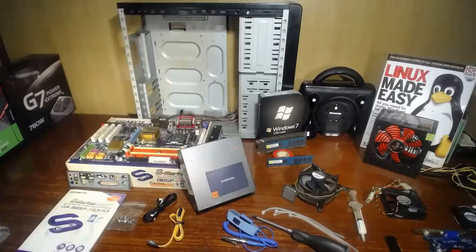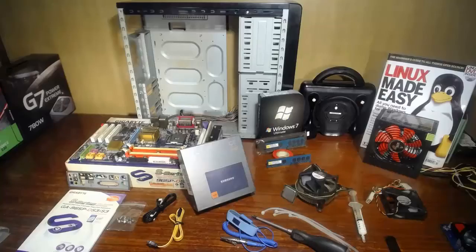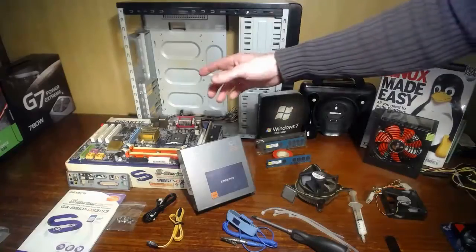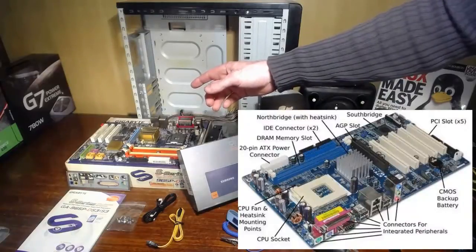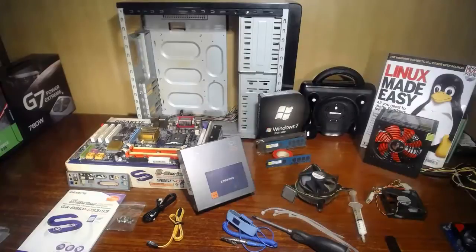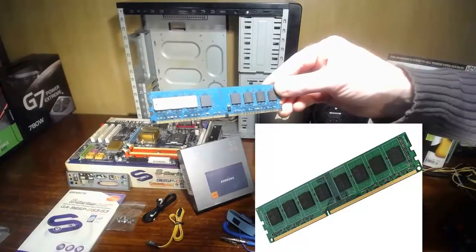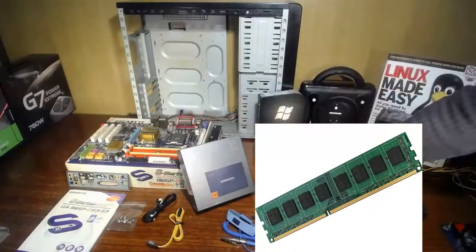So let me show you how to build a computer. So, parts required for building a computer. Systems board, which is the hub where everything is connected, which I will explain a little later. Random access memory, RAM for short. Again, this is generic parts. There's nothing special about these parts, just to show you how to actually build a computer.